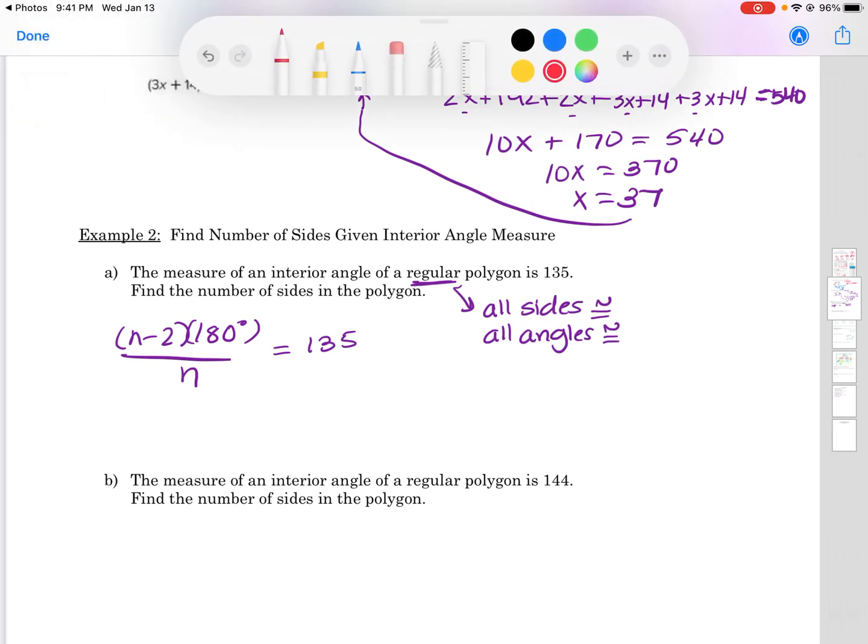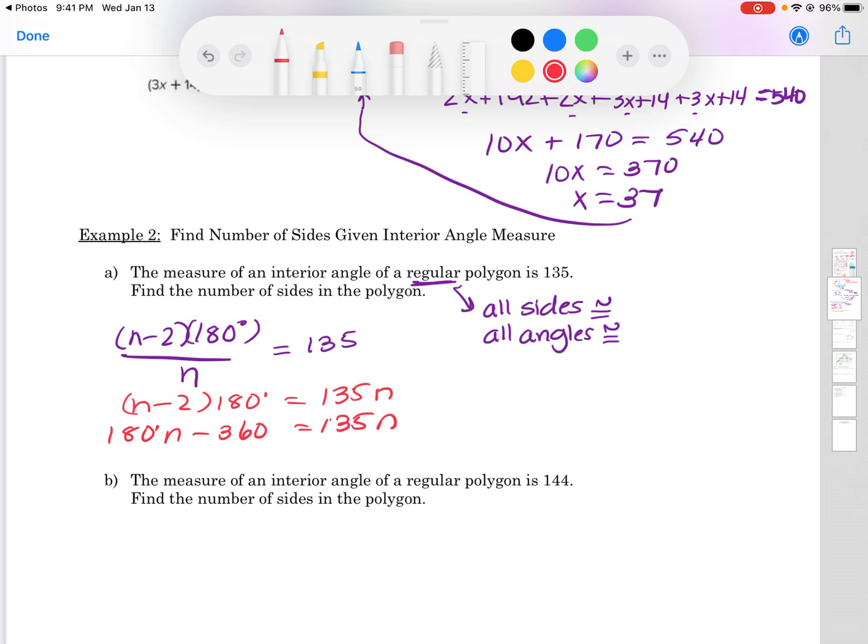So we'll multiply by n on both sides. So that gives us 135n. And then it's up to you, we could distribute or divide. I'm going to distribute. So that's 180n minus 360 is equal to 135n.